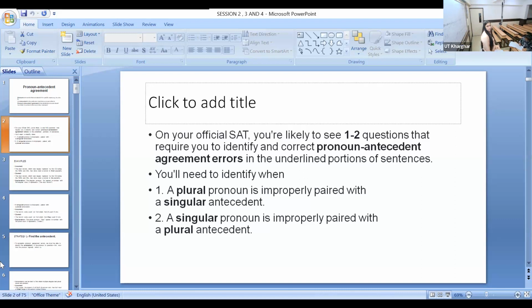Adi wrote it. What is SP, Adi? Singular pronoun. PA? Plural antecedent. PP? Plural pronoun, singular antecedent. Now I'm coming to an example.